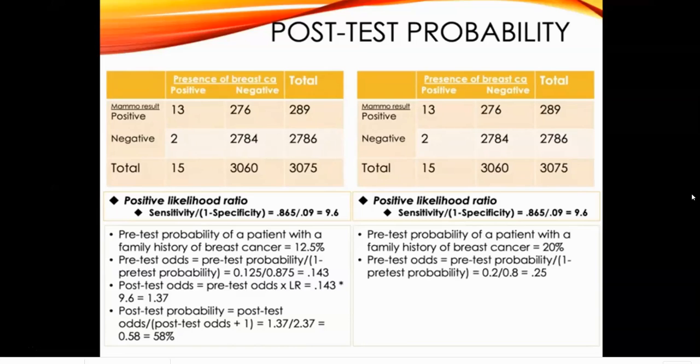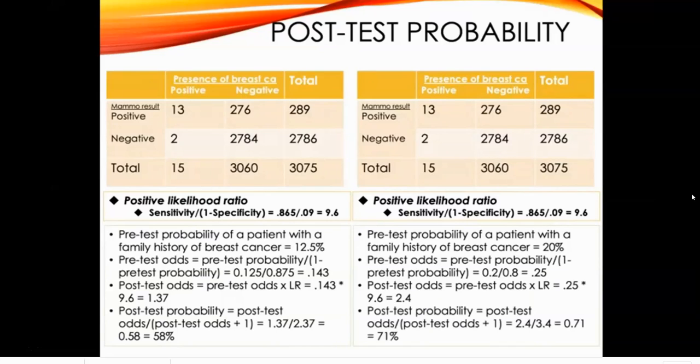And let's calculate her post-test odds if her mammogram was positive. So we take 0.25 and we multiply it by 9.6 and we get 2.4. And now let's take those post-test odds and make them a probability. And we get 71%. So you can see how a mammogram in someone with a higher pretest probability because of family history of breast cancer leads to a higher post-test probability.